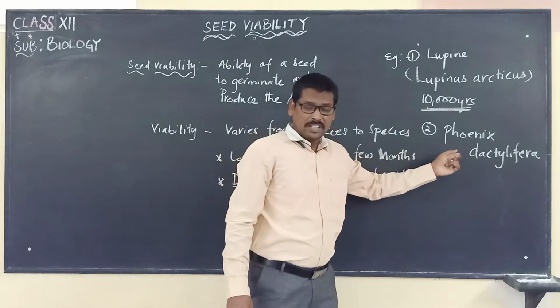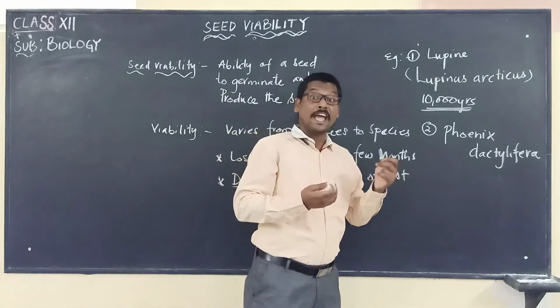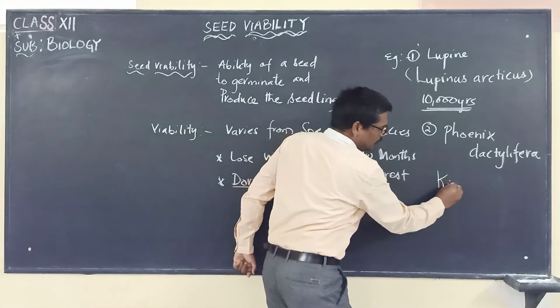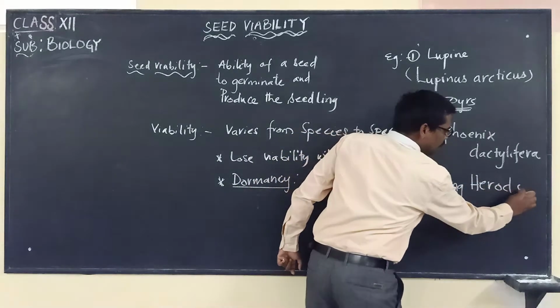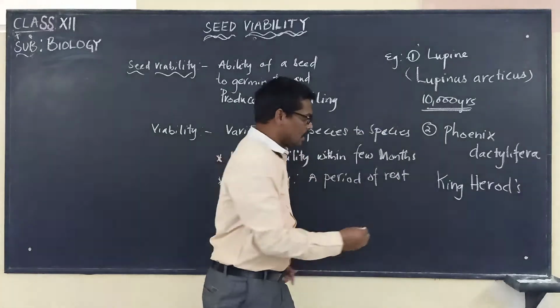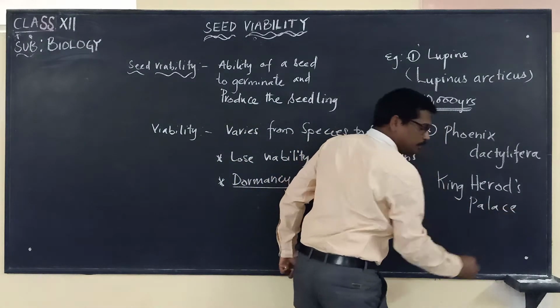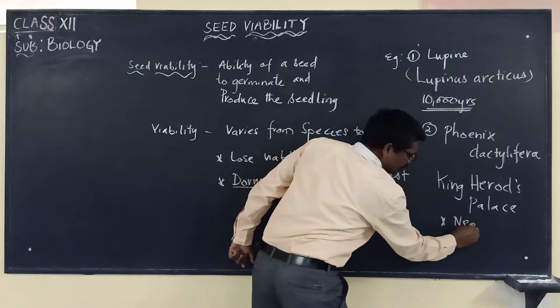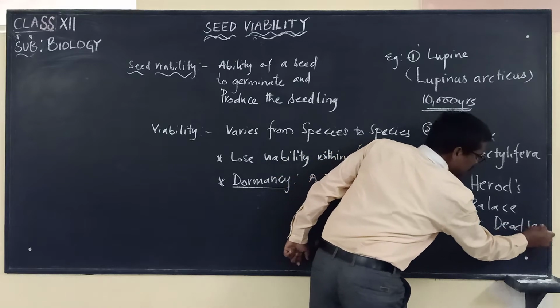During an archaeological study, when they were excavating King Herod's palace near the Dead Sea, there is one king in the Bible given as King Herod. When they were excavating the palace of King Herod, which is near the Dead Sea, they found seeds.